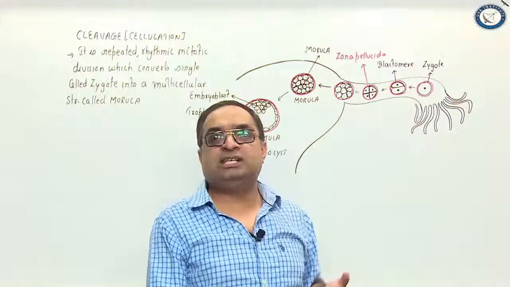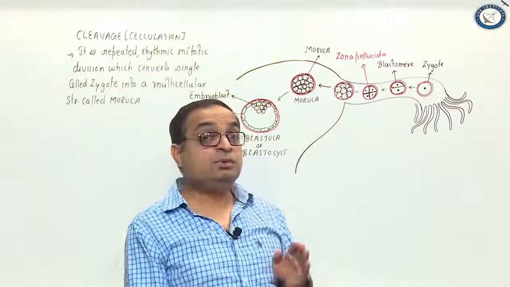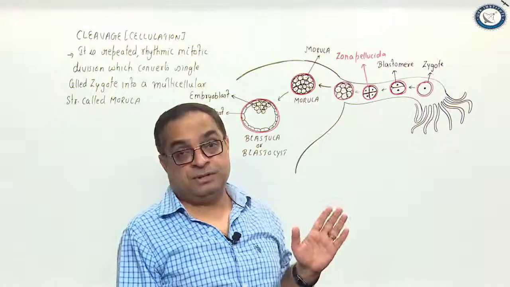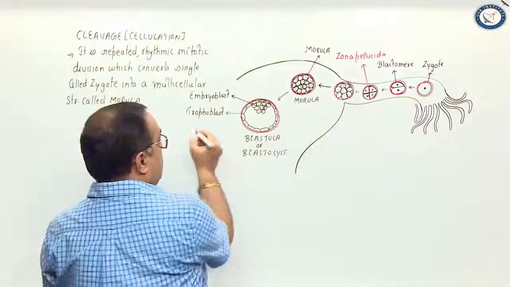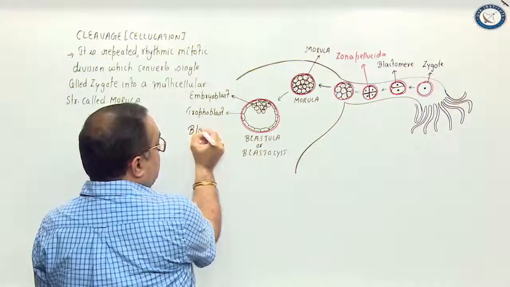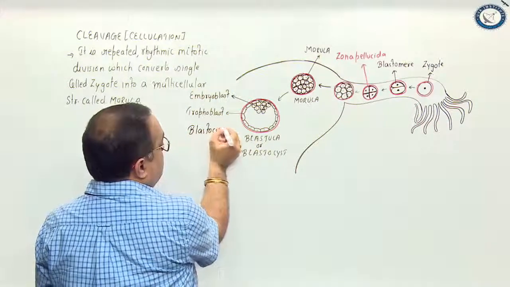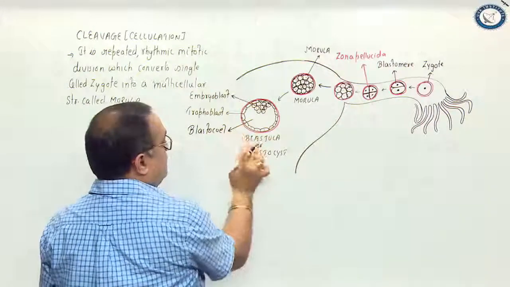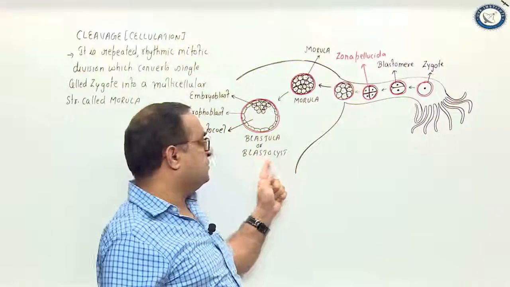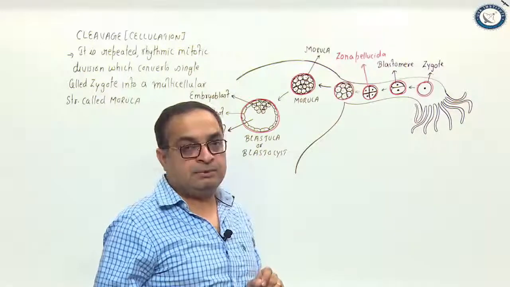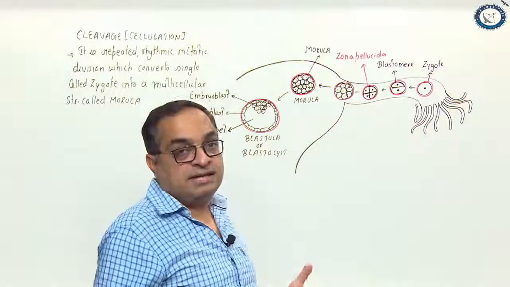It has 16 cells. It is without any central cavity. When a cavity starts developing, the cavity is called blastocele. When the cavity develops, this structure is called blastula or blastocyst. The term blastocyst we use in the case of mammals. So, let us see what cleavage is.